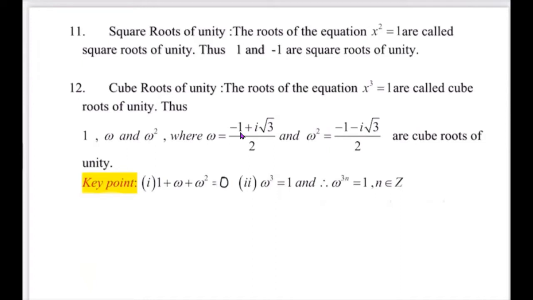So where omega is minus 1 plus i root 3 by 2 and omega square is minus 1 minus i root 3 by 2. Remember, omega square is the conjugate of omega. And remember this result. 1 plus omega plus omega square is 0. Sum of the cube roots of unity is 0. And omega being the root of x cube equal to 1, omega satisfies the equation x cube equal to 1. And therefore, we get omega cube equal to 1.